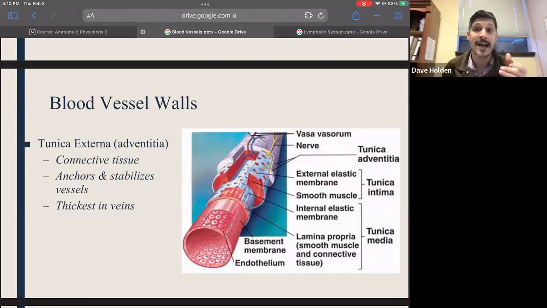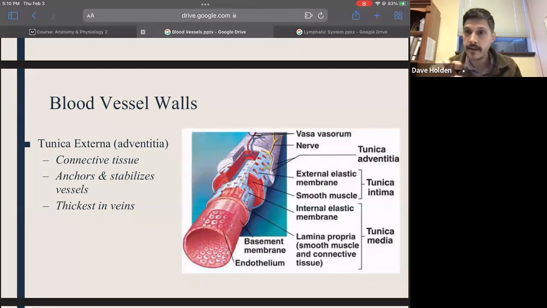So it anchors and stabilizes the blood vessel so that as the body moves around, blood vessels do not move. They move with the body, but they don't move relative to the body. This layer will be thicker in the veins than in the arteries.